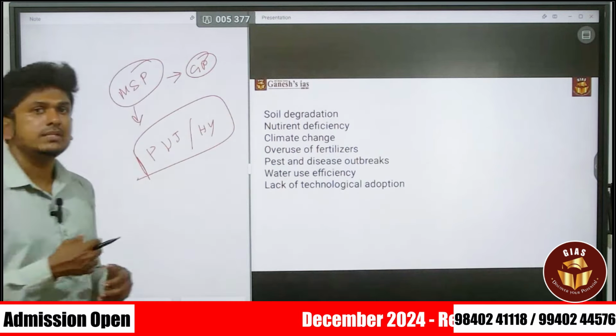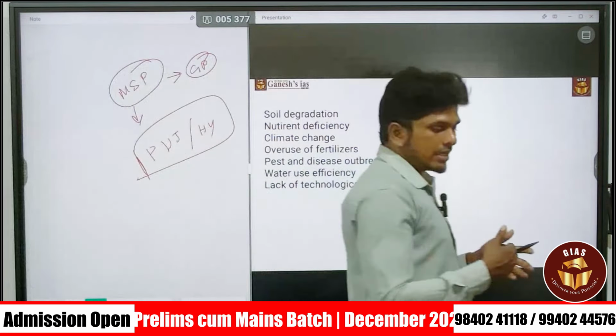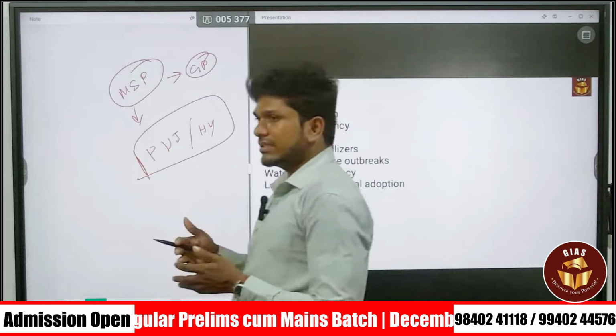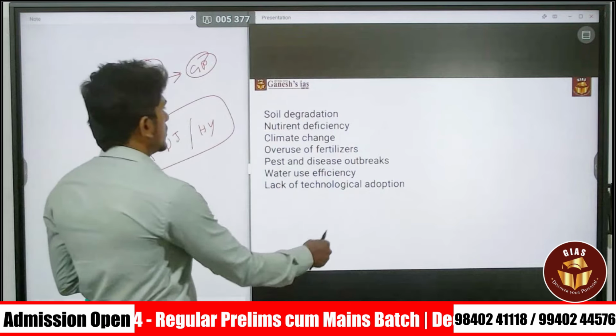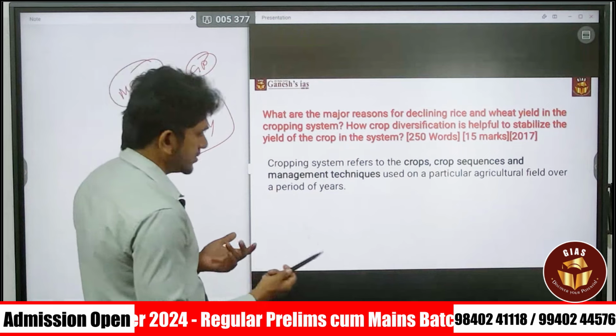But when it comes to drip irrigation, it can be easily overcome. But we are not using the technologies. So that is the major concern. So all these things lead to the reduction in the yield of rice and wheat. Next, the next part of the question is how crop diversification is helpful to stabilize the yield.